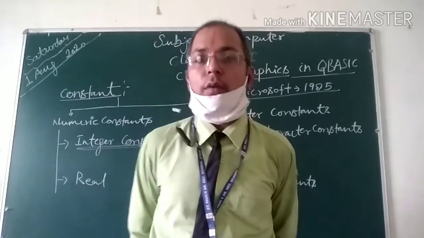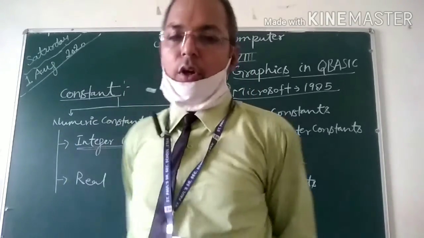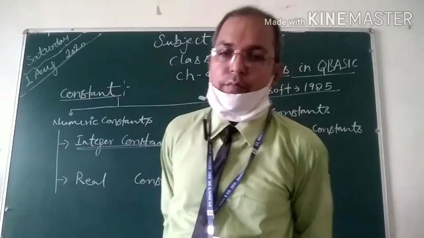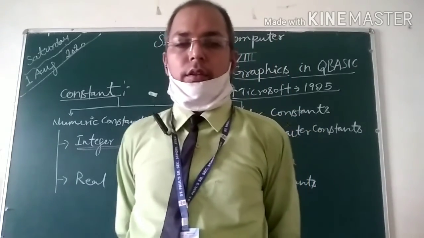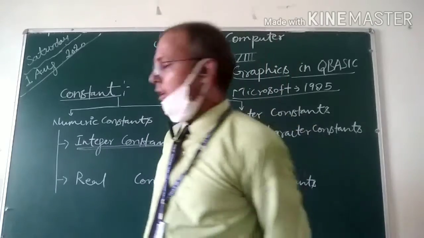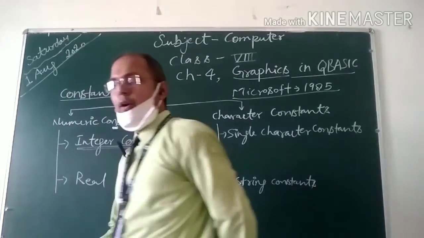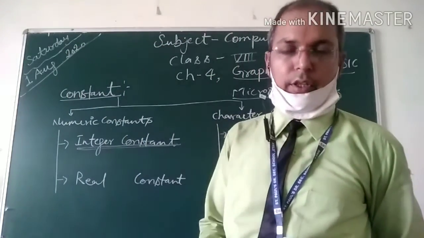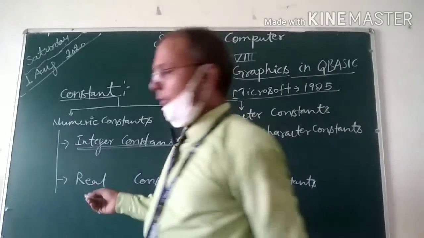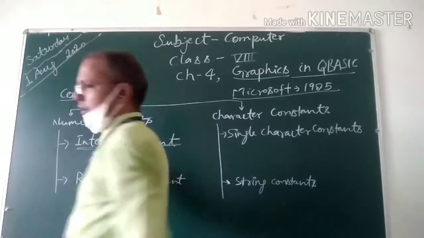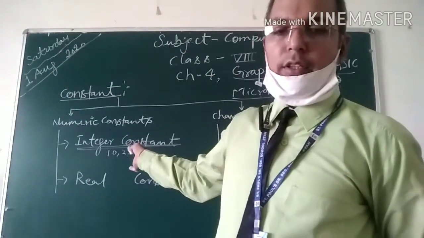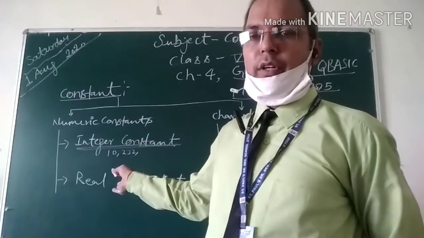Integer constant consists of positive numbers or negative numbers without any fractional part. For example, go to your book, page number 44: 10, 2, 32, the same numbers. I am not changing these numbers because you will be confused.